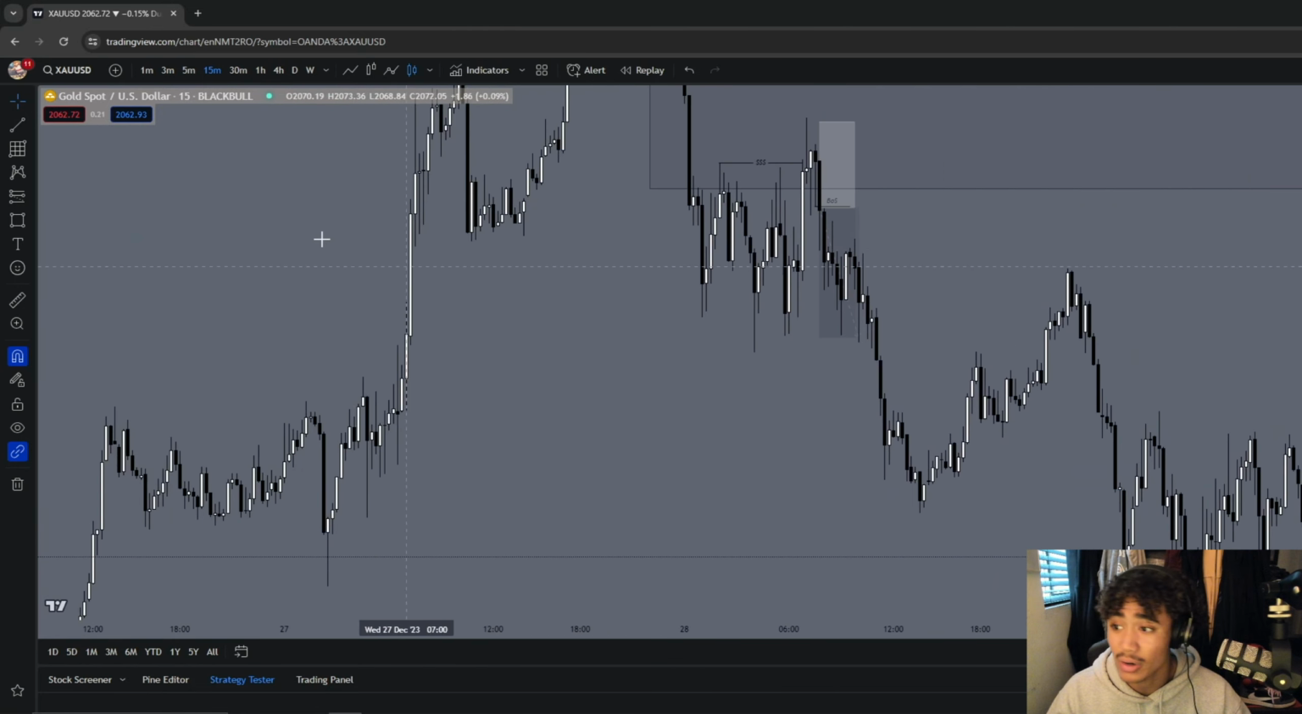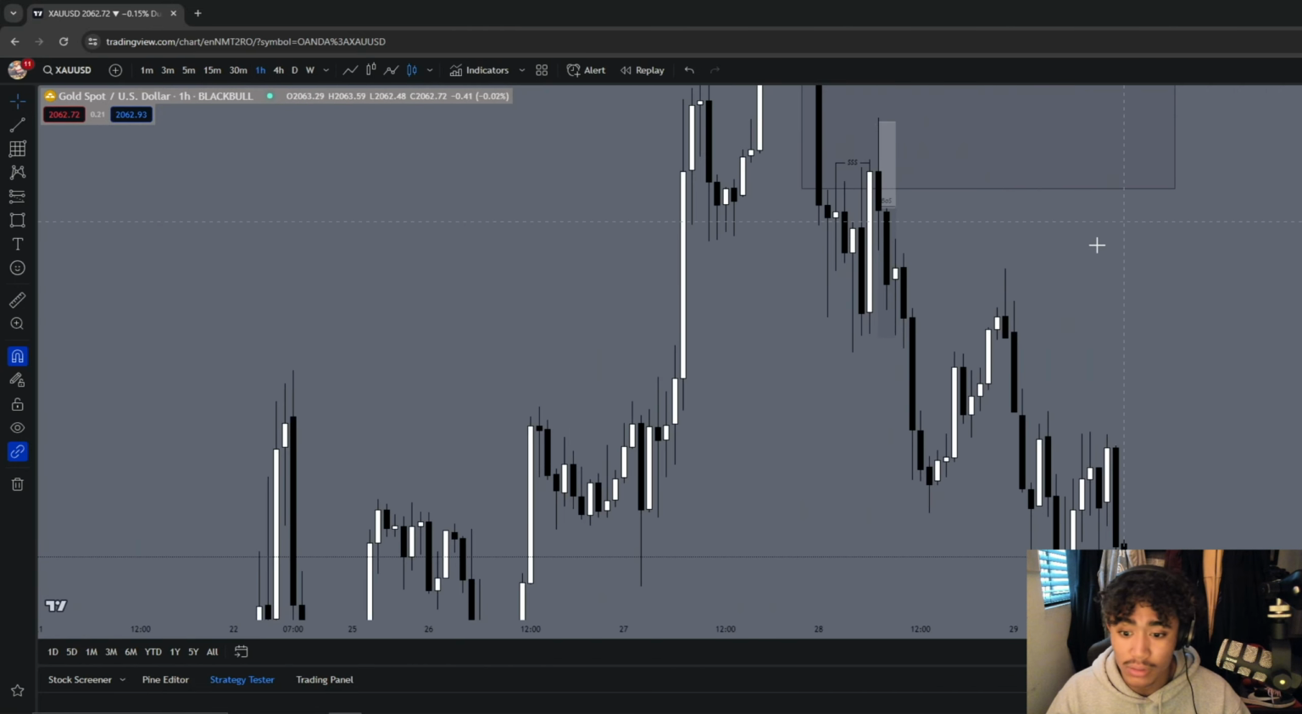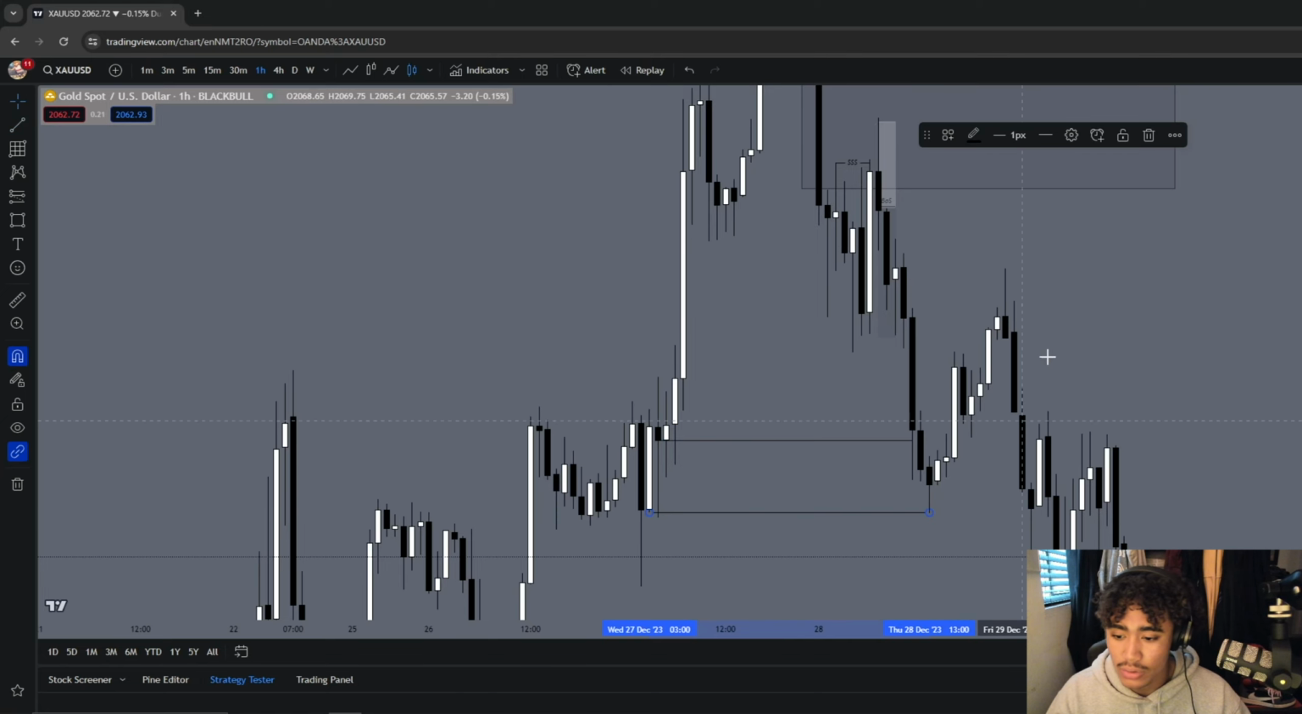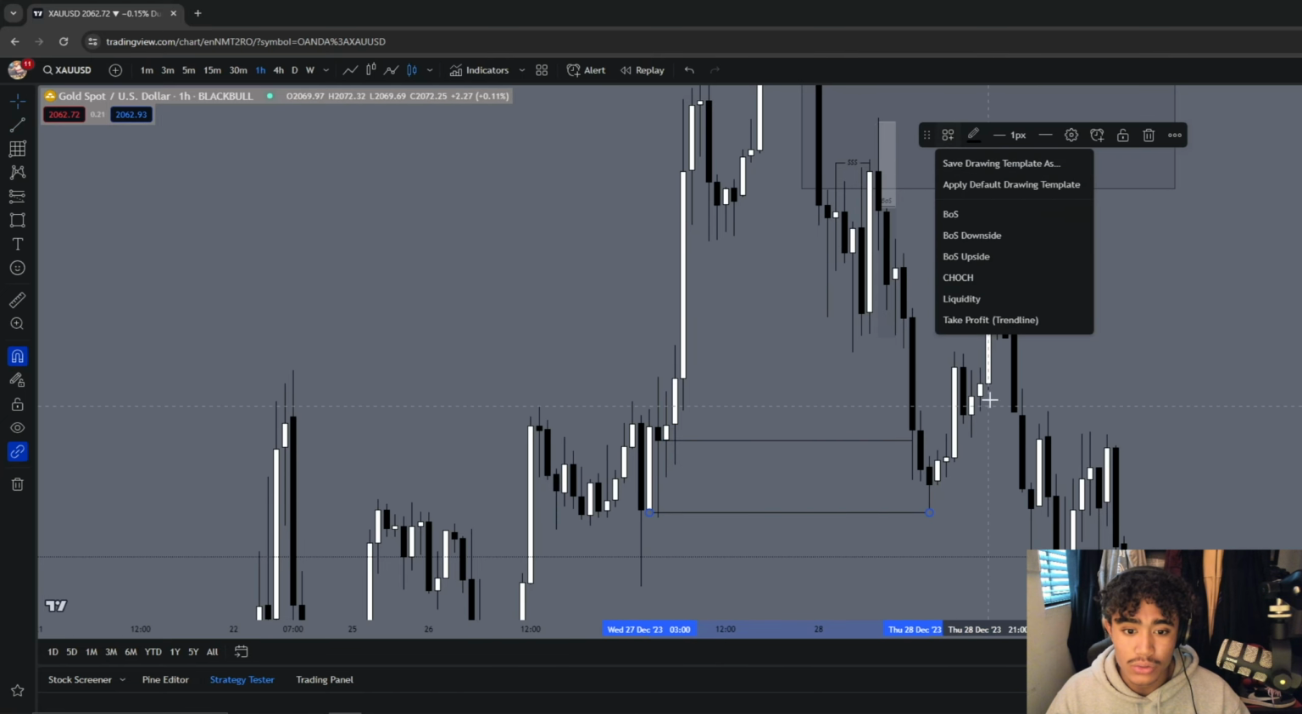What lows do we target? We can target hourly lows. Why? Because this is an hourly retracement. Bam, we can target lows right here. What can we target after that? Bam, we can target lows down here. Draws on liquidity. And that could be our two take profits here and here.